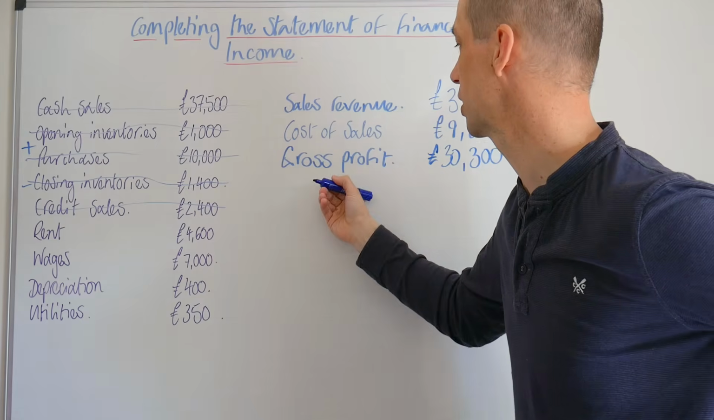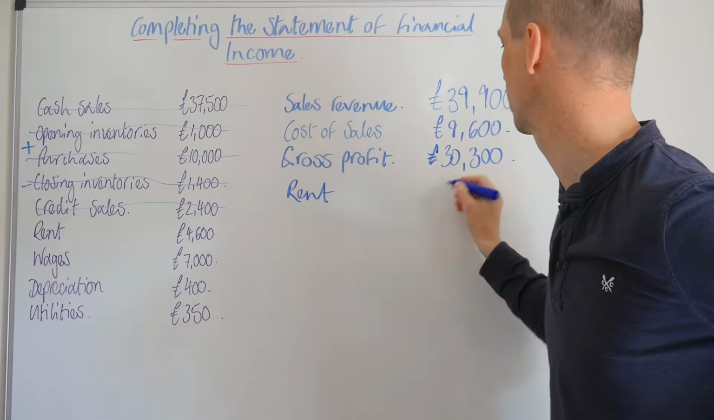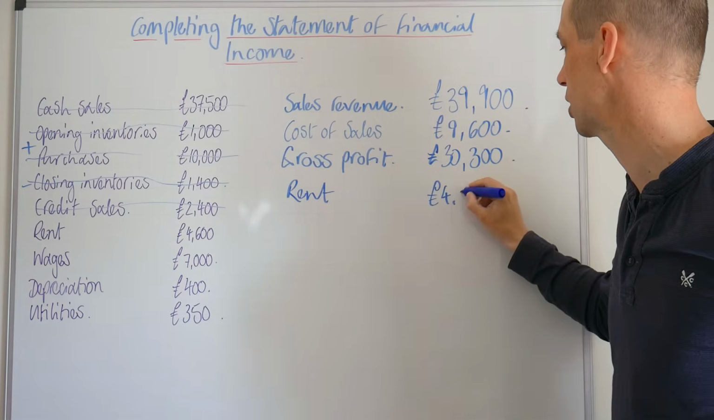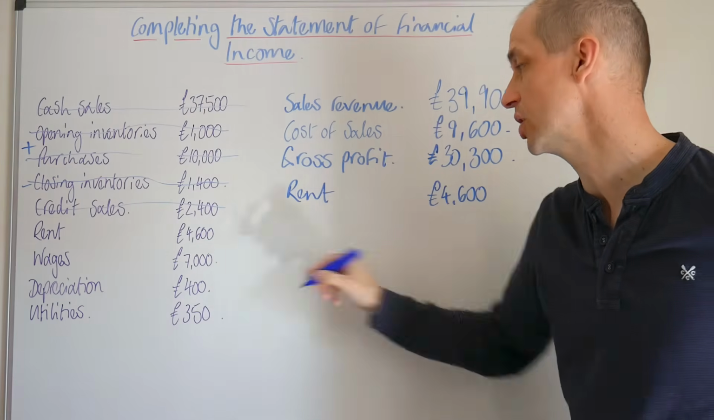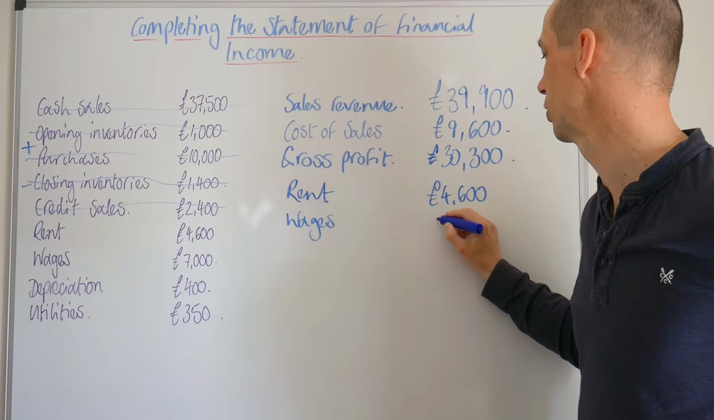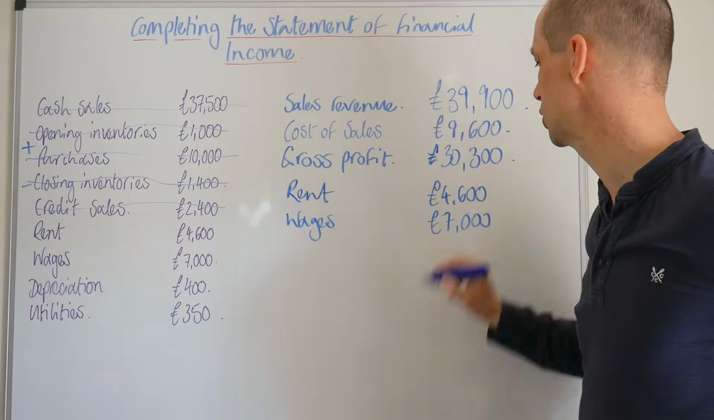So next up, we can see one of our expenses is rent. So we've got rent, and how much is the rent? Well, that's 4,600. We've got wages, which is 7,000. So we can certainly include those wages there, 7,000 on the wages.